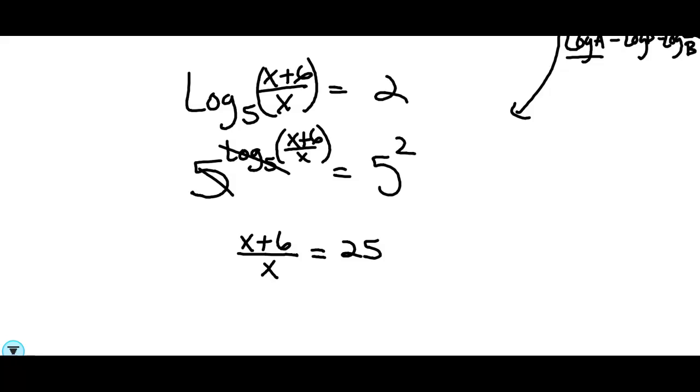Okay, so here's where the problem might get a little bit weird for you guys. So any suggestions here about how we would solve this? That's right. Anytime you get a denominator you don't like, just multiply everything by the denominator. So I'm going to multiply this side by x, and this side by x. When I multiply this side by x, the x's cancel. So we have x plus 6 is equal to 25x.